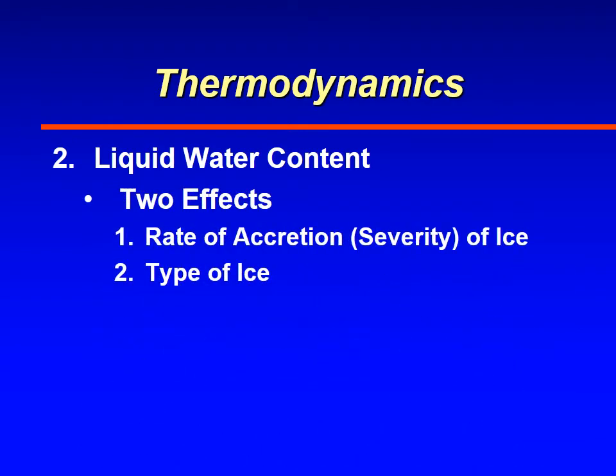Now, the amount of liquid water content creates two effects. Number one, of course, is the severity of ice, or the rate of accretion. The intensity of ice, I mean, not the type. And then finally, it also determines the type of ice. So let's look at both of these.